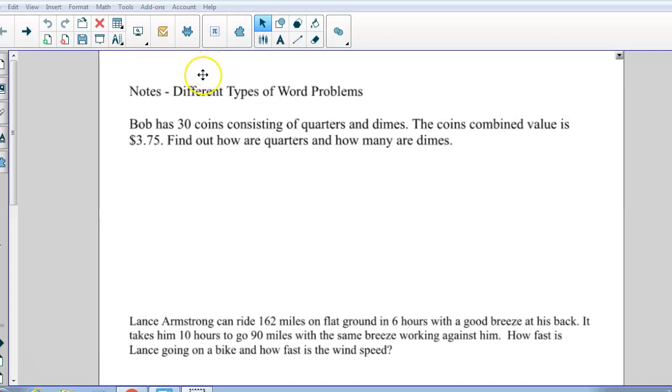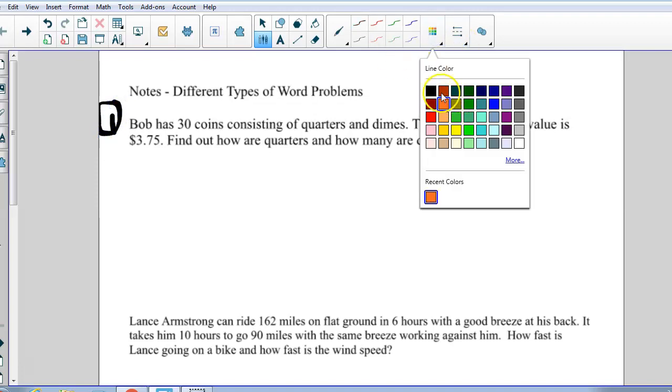This lesson is going to be talking about the special systems of equations that we have to be able to solve. These include your coin problems, current problems, and interest problems. Our first example is one that is a coin problem. So this is number 1.